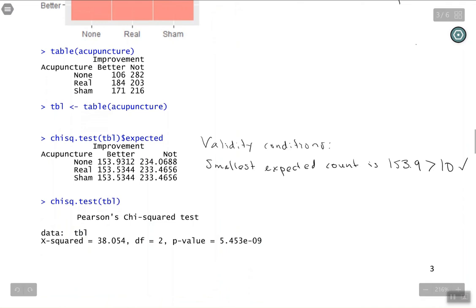Okay, so I'm going to keep using the output. I've got a chi-square statistic. So my chi-square statistic is 38.054. You can see the degrees of freedom here is 2. If you want to show how to calculate it, you had 3 rows, so 3 minus 1, 2 columns, 2 minus 1. So that gives you the 2 degrees of freedom. And my p-value is essentially 0.